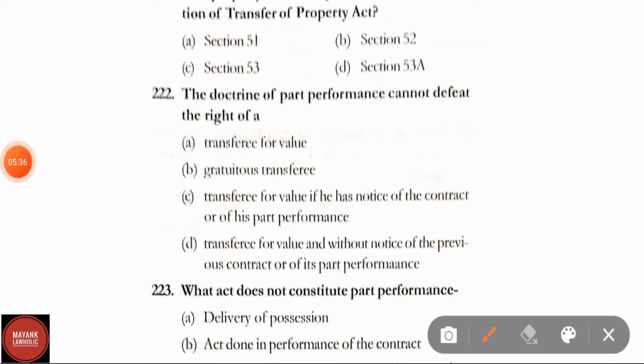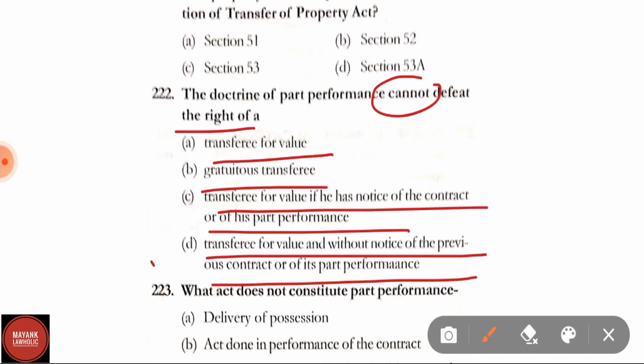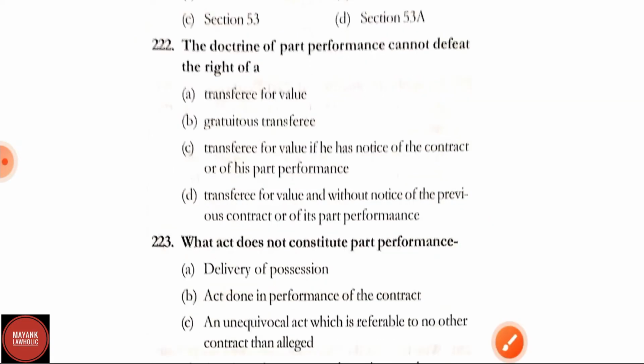Question number 222. The doctrine of part performance cannot defeat the right of a transferee for value, gratuitous transferee for value if he has notice of the contract or his part performance, transferee for value and without notice of the previous contract of its part performance. Correct answer is option D, transferee for value and without notice of the previous contract of its part performance.